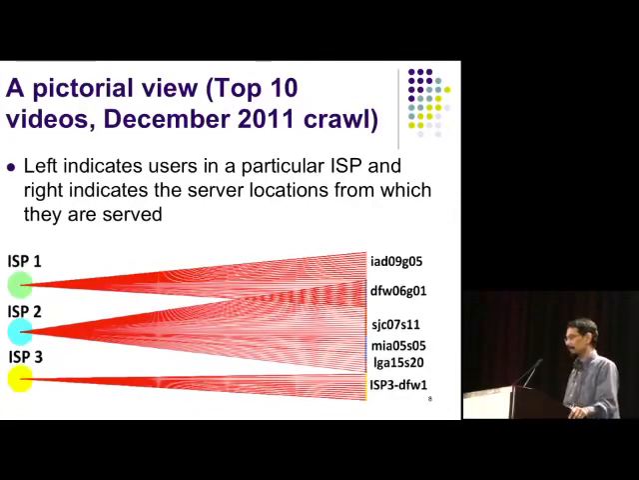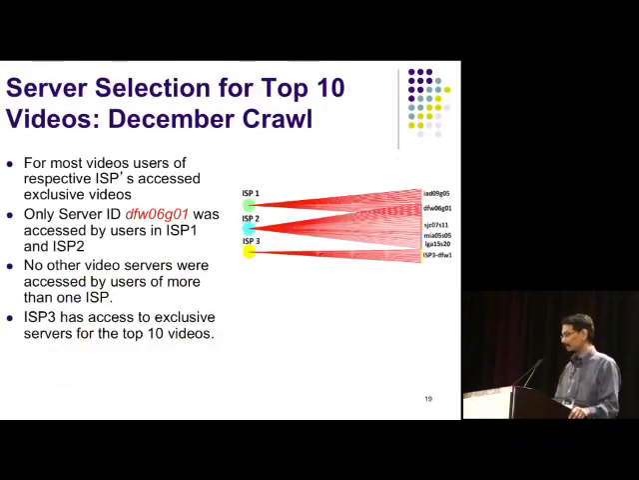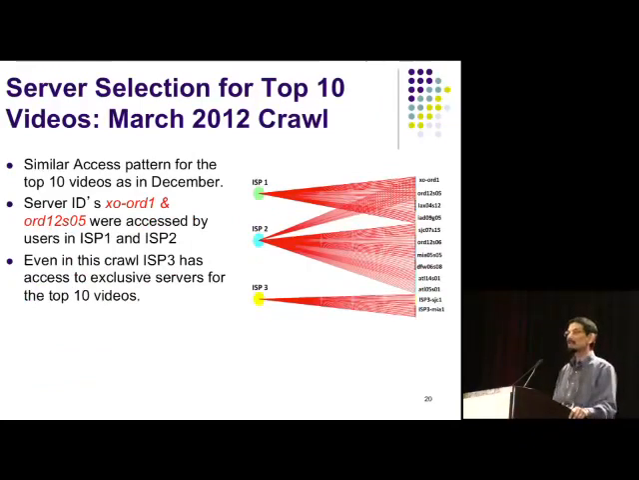So this is what I captured already. I'm going to skip that slide. So when we went to March 2012, we saw the same behavior in general. For ISP3, it was dedicated servers. But what we found interesting, it's hard to read at the bottom, is that for ISP3, when in the December crawl we had serving from Dallas-Fort Worth, we found that it was actually served from San Jose and Miami.